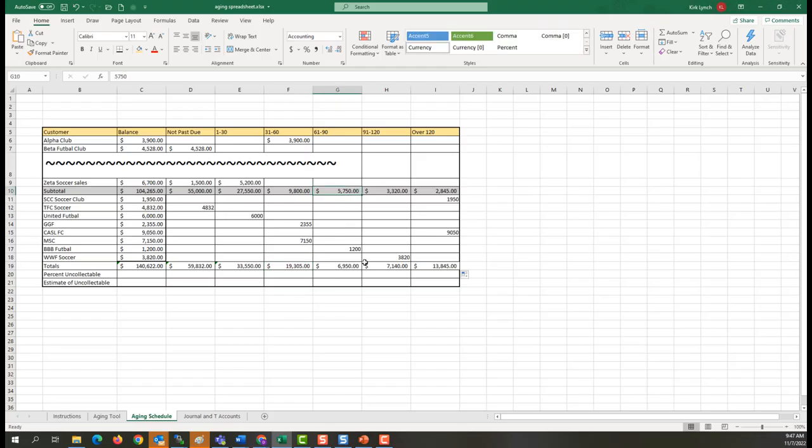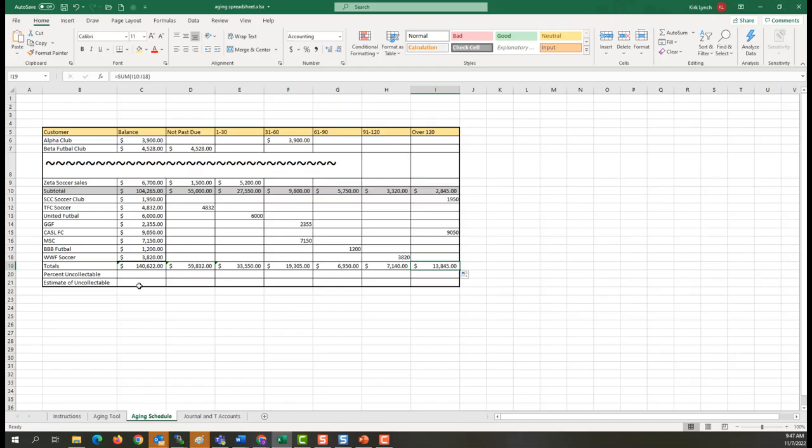In the 61 to 90, we had 5750. We've added 1,200 to that. There's our new total. We had 91 to 120. We had a balance of 3220, and we've added this to that for a new total of 7140. And we had, in our over 120 days, we had $2,845. And we're going to add these two amounts to that, a total of $13,845. So that's now we have updated our schedule.